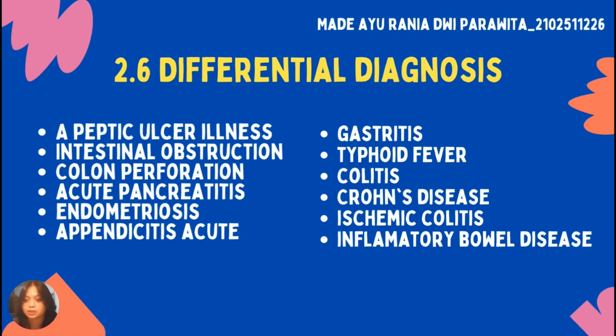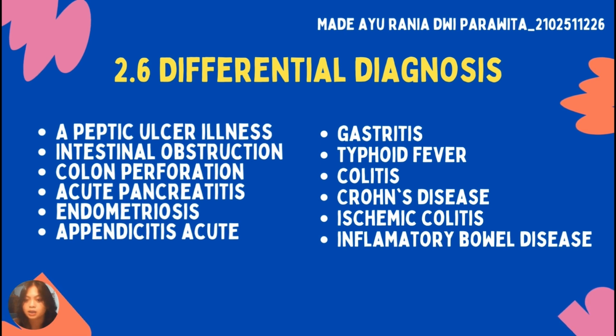Another differential diagnosis that can appear is intestinal obstruction, characterized by the sudden onset of periumbilical pain, nausea, vomiting, and impaired bowel function. Colon perforation should be taken into consideration where there is a previous history of left lower quadrant pain as well as a reduction in stool quantity. Along with all of the previously listed conditions, there are a number of other differential diagnoses for intestinal perforation, which include acute pancreatitis, endometriosis, acute appendicitis, gastritis, typhoid fever, colitis, Crohn's disease, ischemic colitis, and inflammatory bowel disease.